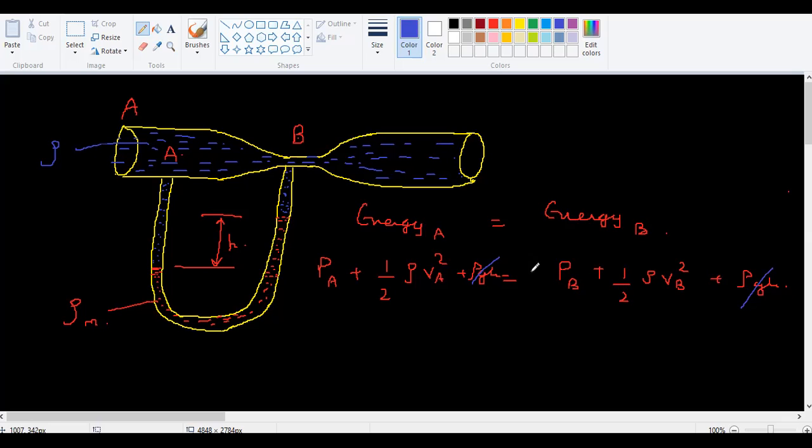And what are we interested in? We are interested in finding the velocity of the liquid, how quickly the liquid is flowing. So you can do the math.